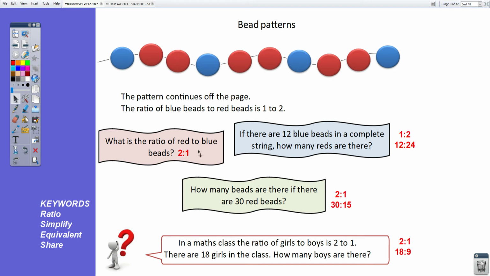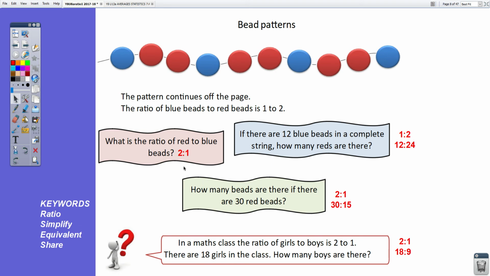The ratio of red to blue beads. There are 2 red to 1 blue, 2 to 1. If there are 12 blue beads in a complete string, how many reds are there? Well, we know the ratio blue to red is 1 to 2. So if this number of blue is 12, we've had to multiply this by 12. So we have to multiply the number of red beads by 12. There are 24 reds.